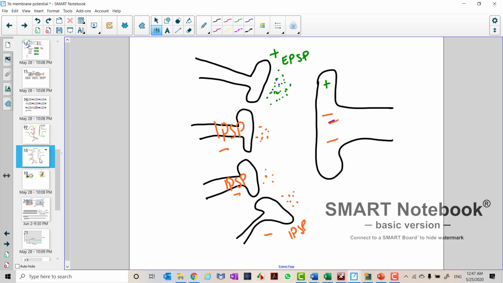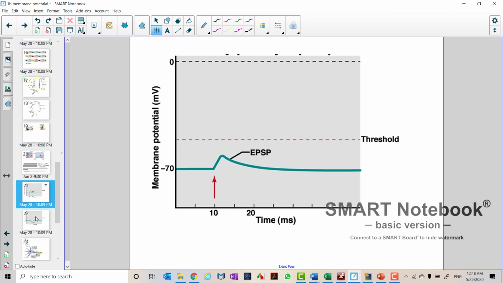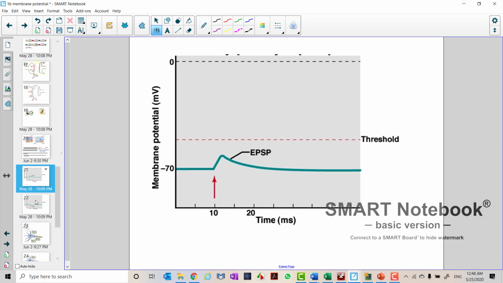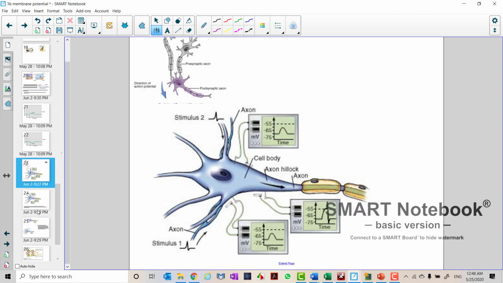Okay? When these EPSPs and IPSPs come, one single EPSP might not be enough to hit threshold. You might need 2 or 3 at the same time. So if we get one IPSP, clearly that's not going to work. So when you get the right combination of EPSPs and IPSPs at a particular spot, this is known as summation. And summation needs to happen at the right time. So they have to happen at the same time and typically at the right place. So there are 2 types of summation, temporal and spatial summation.